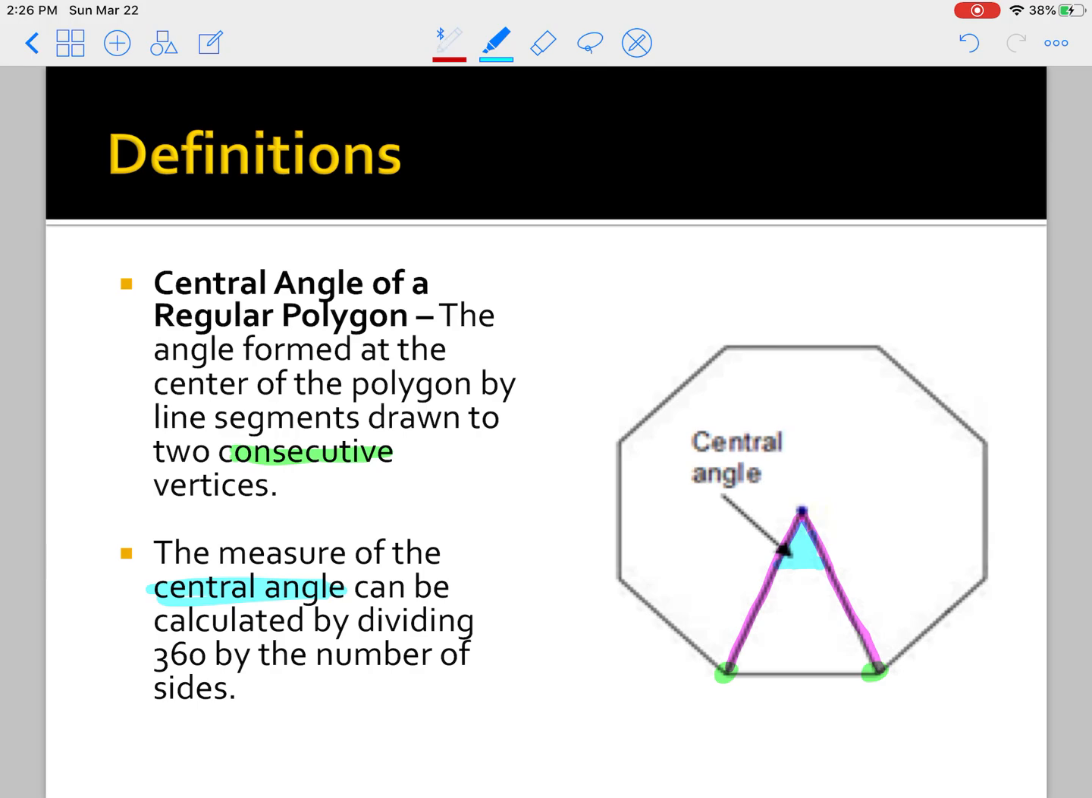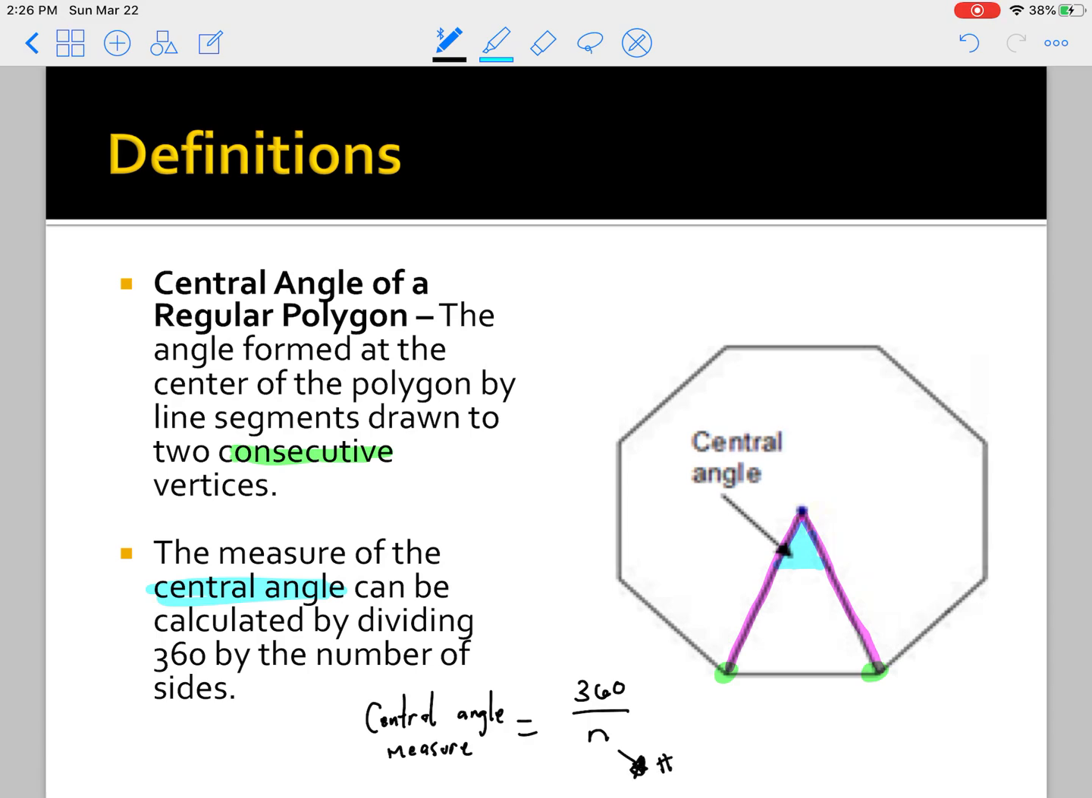Now, if I want to find the measure of that central angle, what I would do is I would take 360, and this is true for all regular polygons. I take 360 and I divide it. Let's actually write this down here. So the central angle measure is equal to 360 divided by n.